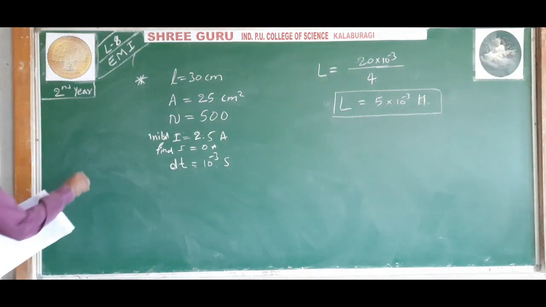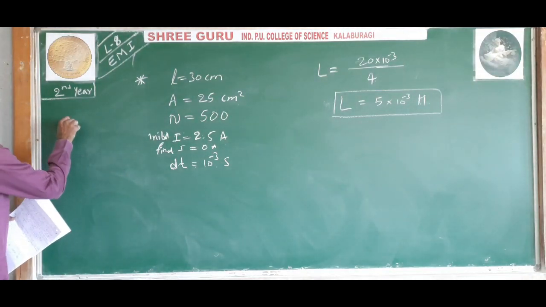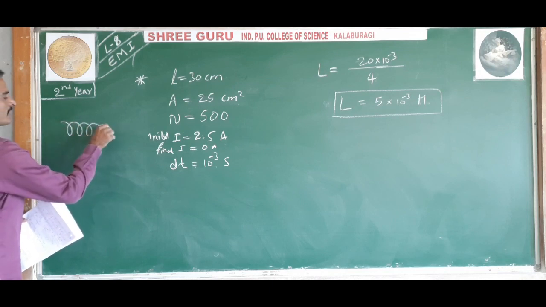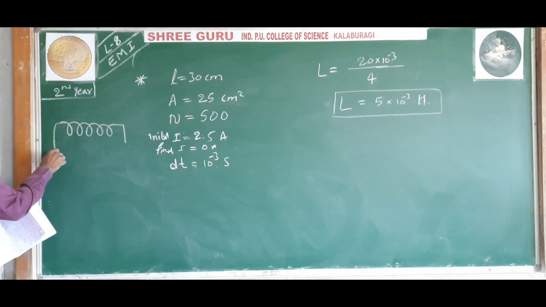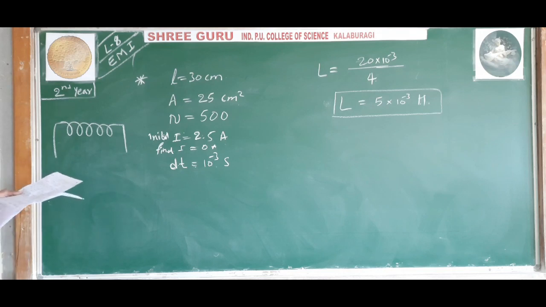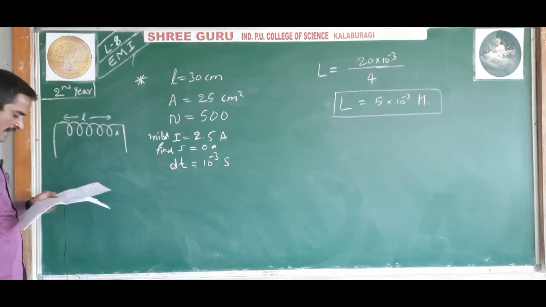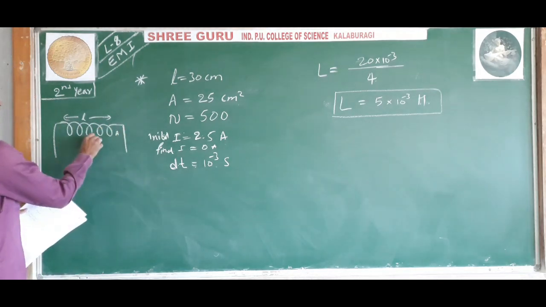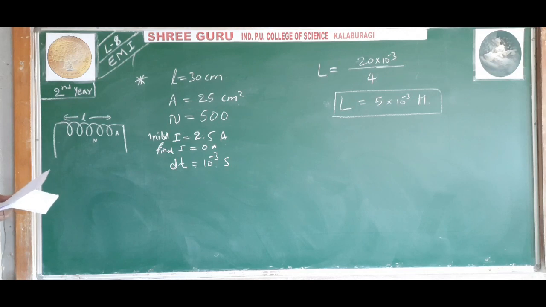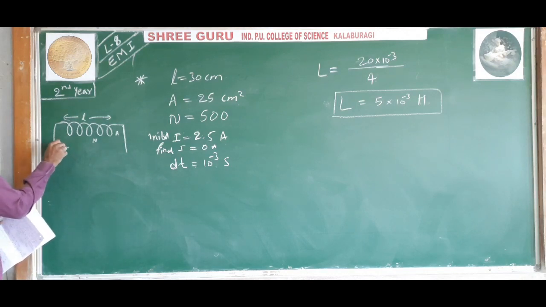An air-cored solenoid means, so this is a solenoid. Length 30 centimeter, area of cross section. Length is L and area of cross section is A, and number of turns is N. It carries a current of 2.5 ampere.